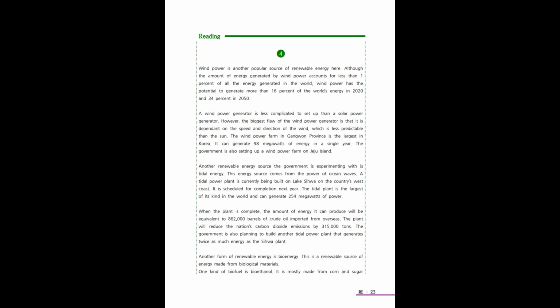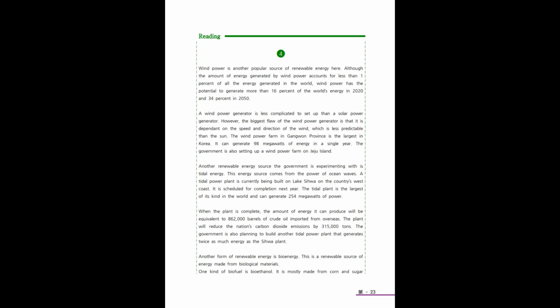Another renewable energy source the government is experimenting with is tidal energy. This energy source comes from the power of ocean waves. A tidal power plant is currently being built on Lake Siwa on the country's west coast. It is scheduled for completion next year. The tidal plant is the largest of its kind in the world and can generate 254 megawatts of power.